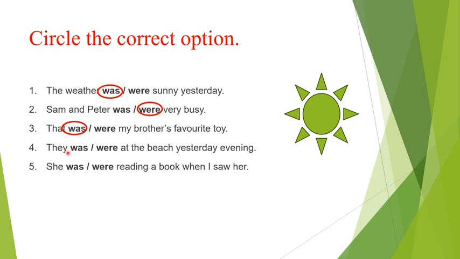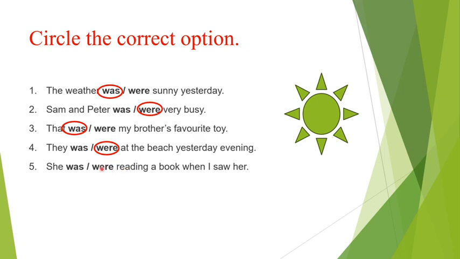Okay, next sentence. They were at the beach yesterday evening. So they is used with, they is plural, right? It is plural third person. So we are going to use were. Its subject is plural, so we will use were. So we'll say they were at the beach yesterday evening.